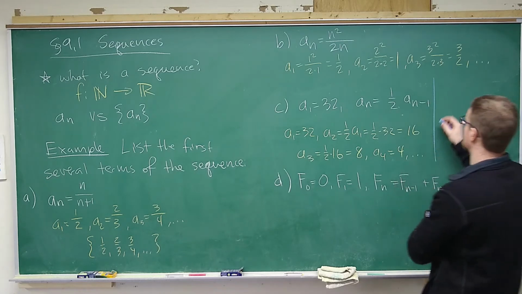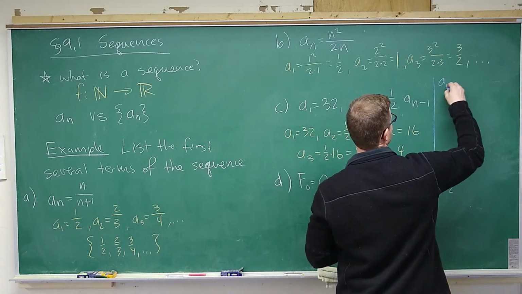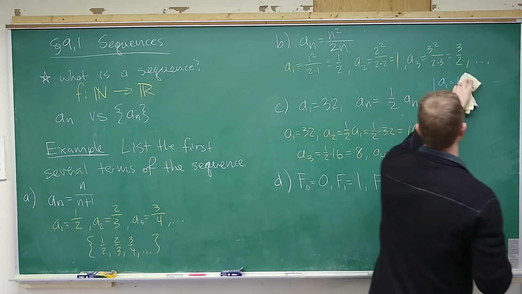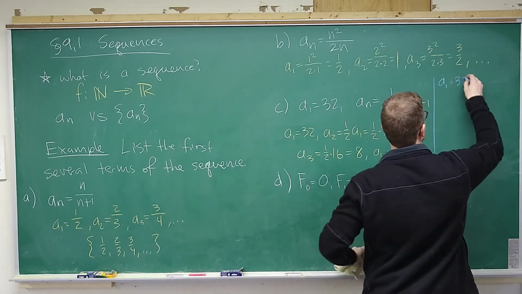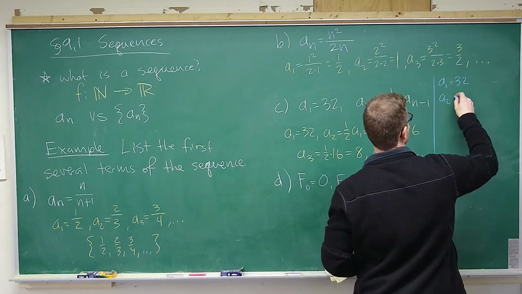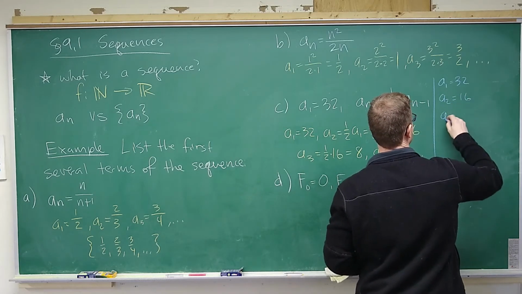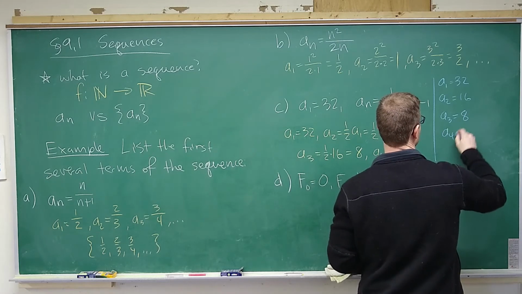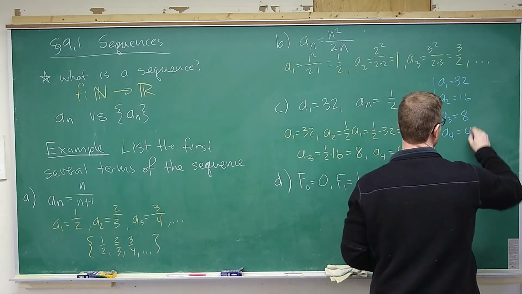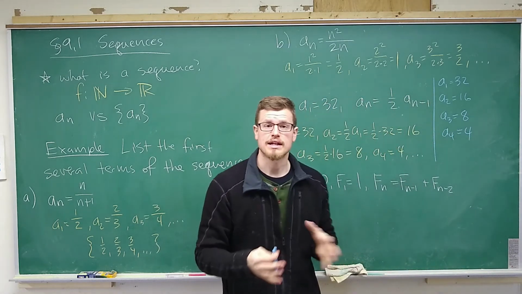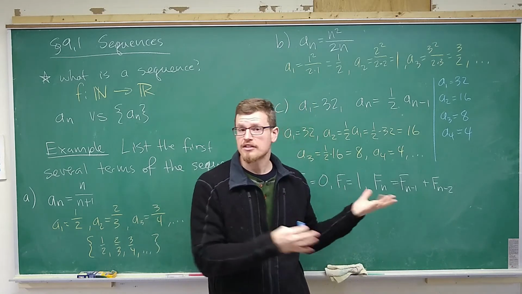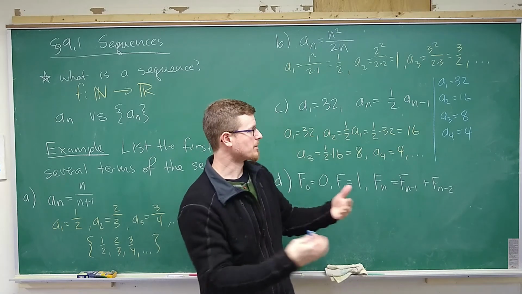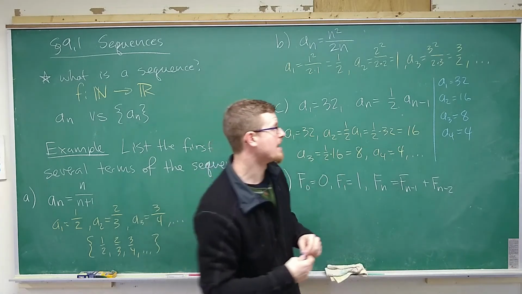As a side note here, I could write this as a sub 1 was 32. A sub 2 was 16. A sub 3 was equal to 8. A sub 4 was equal to 4. And what I'd like to do is find a way of representing the nth term without a recursive definition. I want to be able to write it explicitly in terms of n.